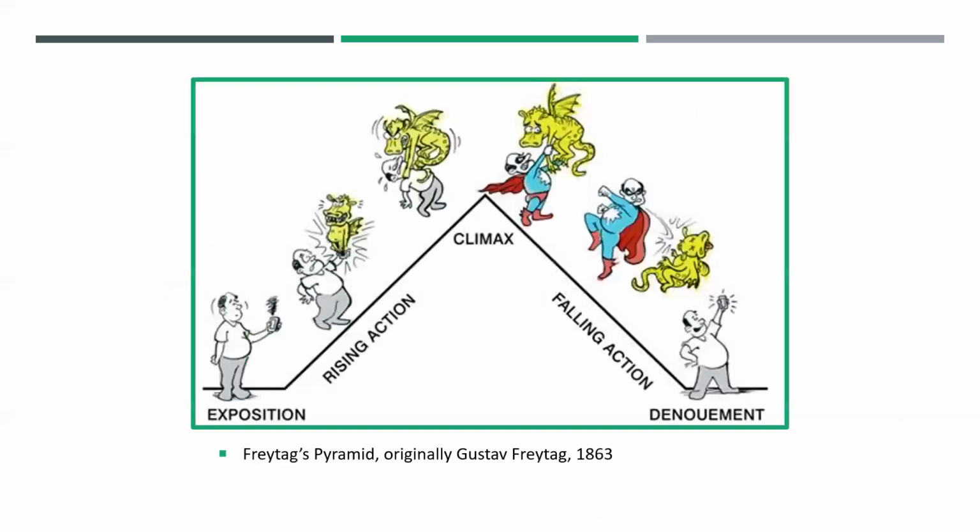So again, all 5 of these are parts of this pyramid. Now, not every story maps exactly onto this, but generally a story is going to lead to a climax and then fall after that climax. Generally, a story will establish characters at the beginning, and by the end, you'll have a sense of what the new normal is for those characters.